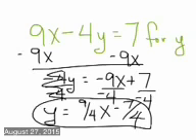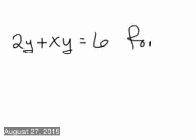Okay? Then the only other type that you're going to see are ones that look like this, where you have 2y plus xy equals 6, solve for y.